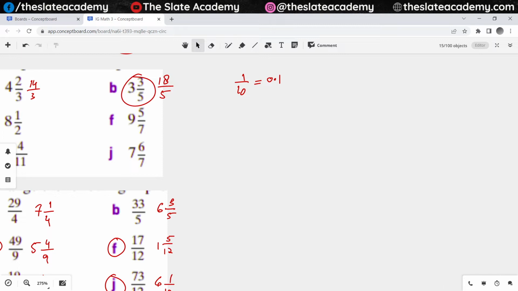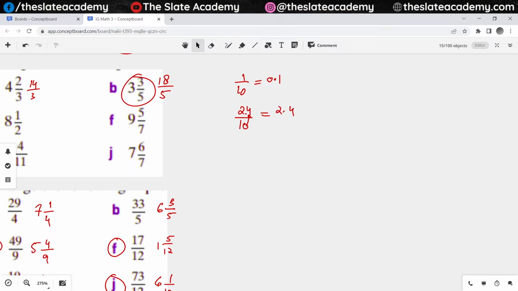So I align the numbers. So for example, if I have 24 by 10, what would the answer be? The answer would be 2.4. But how do I get it? I align the last 0 with the last digit over here, and then in place of 1, I put the decimal. So the answer would be 2.4.